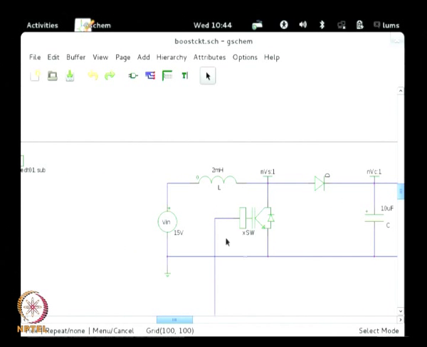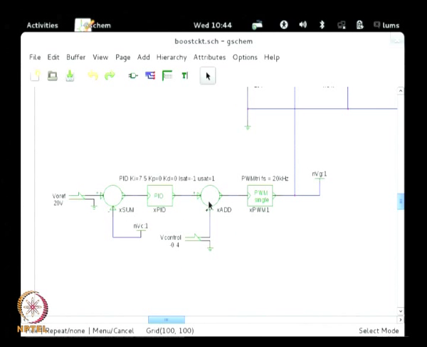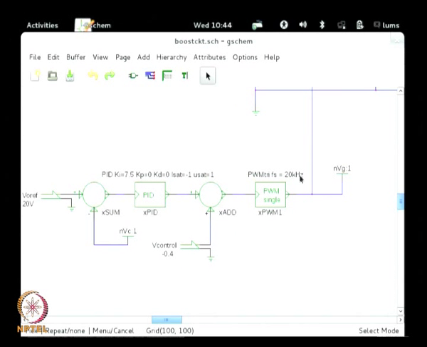Now, this whole boost converter is the plant. The control input for the plant is the gate drive, which is coming from the controller portion. So, if I zoom in on the controller, you see that the control input, what goes to the gate drive NVG, is coming from the output of a PWM generator, which has a 20 kilohertz carrier.